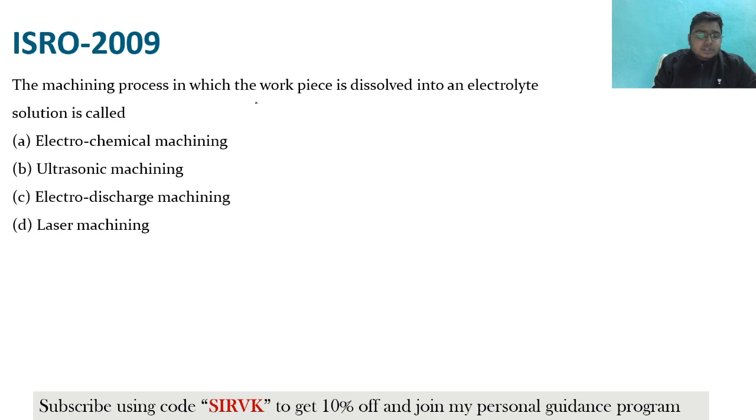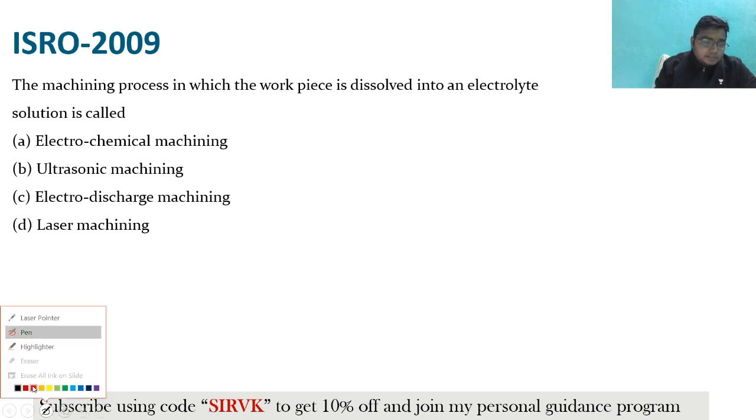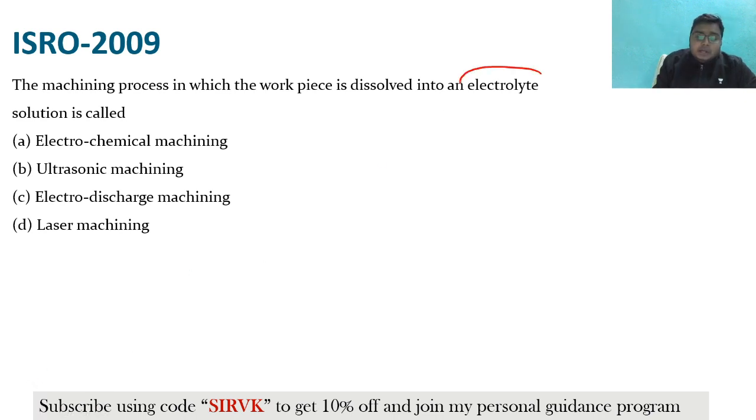The machining process in which the workpiece is dissolved into an electrolyte solution is called. Now see here, we have explicitly seen that this word electrolyte only and only comes in case of an ECM process, which is given in this option. Ultrasonic, no. EDM, no. Laser, no. Even if you have not studied these things, don't worry about it. The only correct option is electrochemical machining, because in this machining process we are using electrolyte, which helps in conduction of the electric current, and hence the machining process takes place.